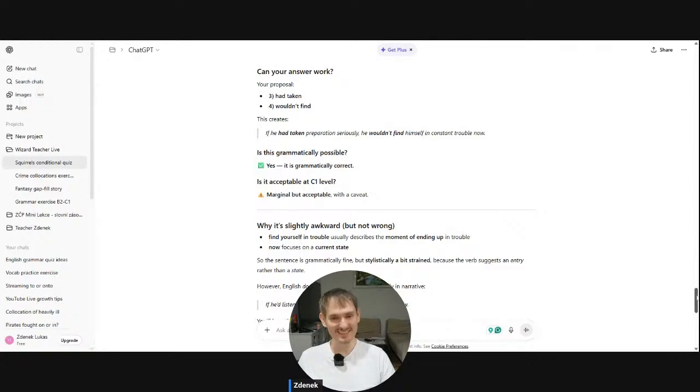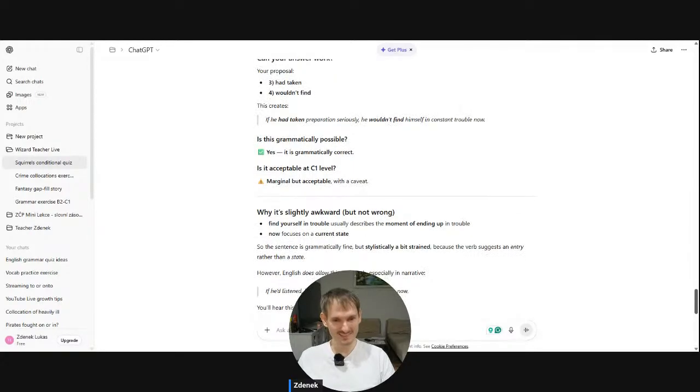Basically, it still doesn't like it. Why? It's slightly awkward, but not wrong. Find yourself in trouble usually describes the moment of ending up in trouble. Now focuses on a current state. So the sentence is grammatically fine, but stylistically a bit strange because the verb suggests an entry rather than a state. However, English does allow this mismatch, especially in narrative. If he had listened, he wouldn't find himself in this mess now.